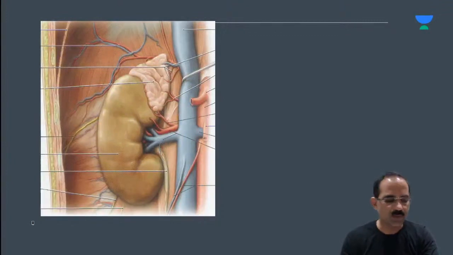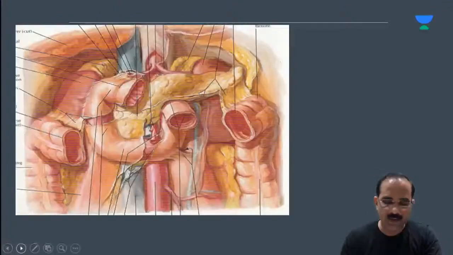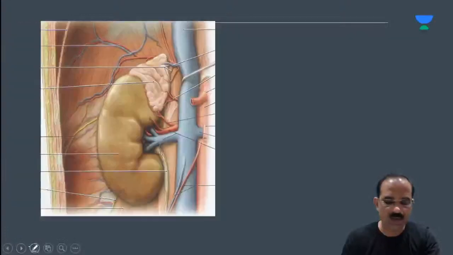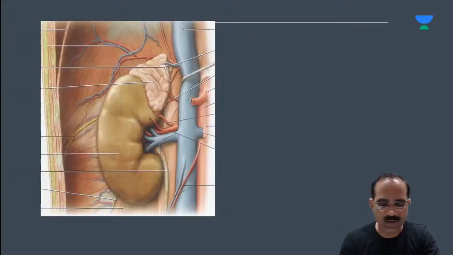Right. So once again, just have a look at this. The anterior relation of the head of the pancreas is going to be the first part of the duodenum. The posterior relations of the head of the pancreas would be: one, the IVC; two, the right renal vein; three, the right crus of the diaphragm; and four, the bile duct.